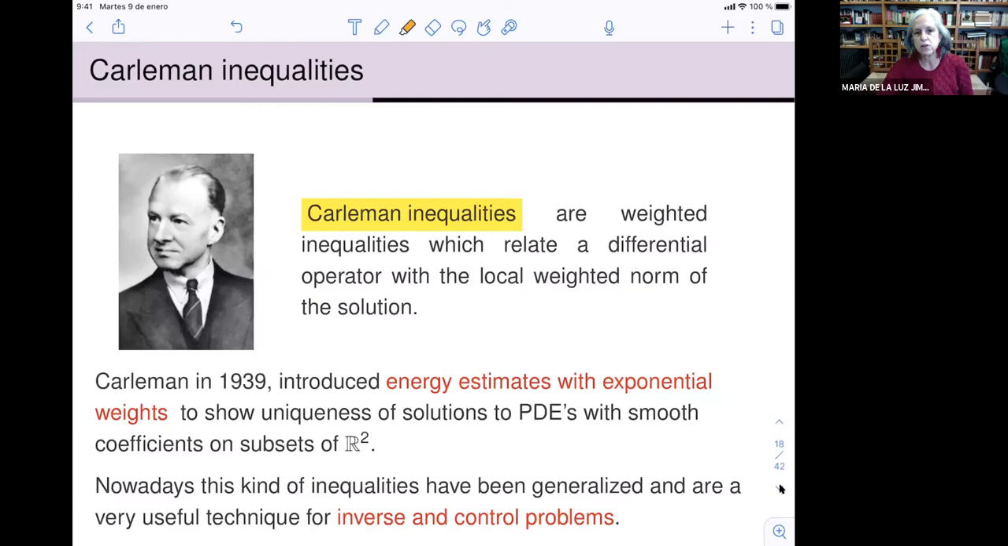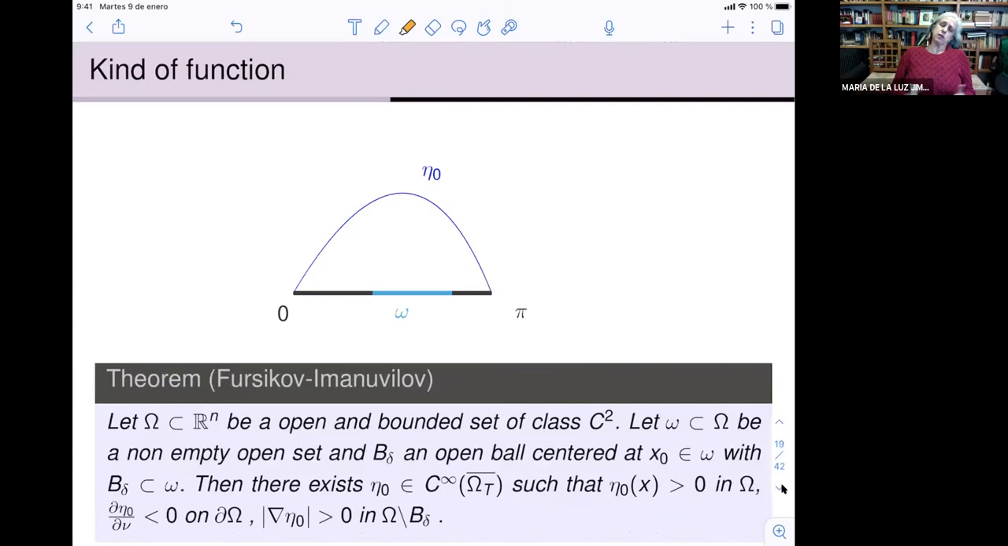So in the case of the heat equation, we will need the construction of a particular function. The idea of this function, for example in dimension one, is that you want to control on this small set in blue, little omega. So you want to construct a function that is non-negative in all my set omega, and reaches its maximum precisely in my small control region, in blue, little omega.